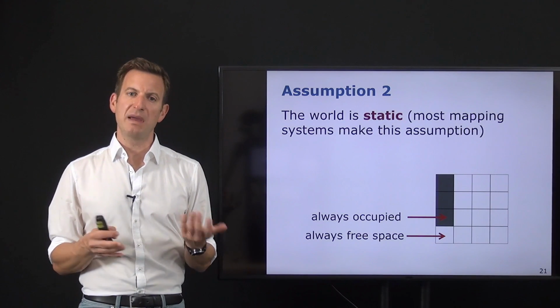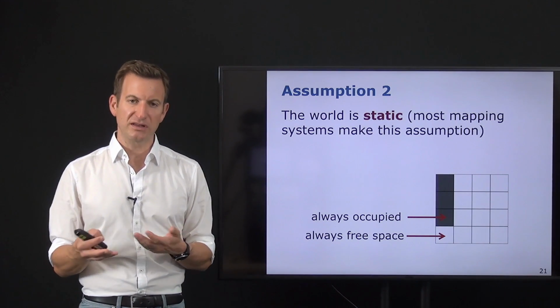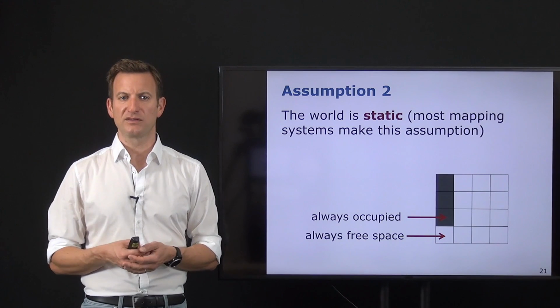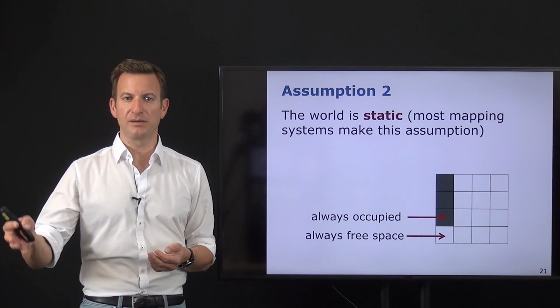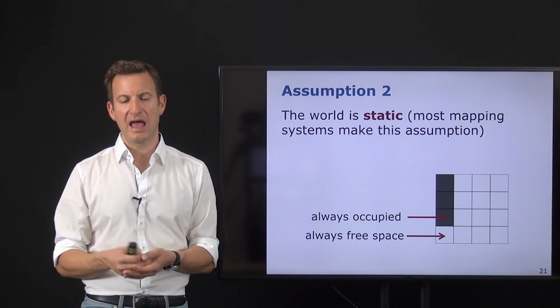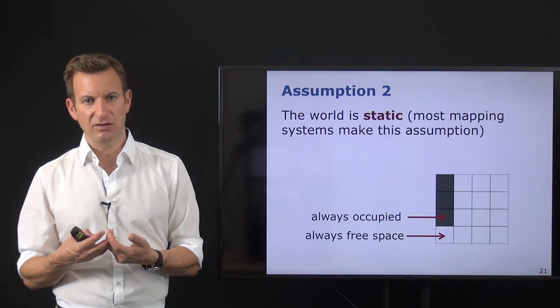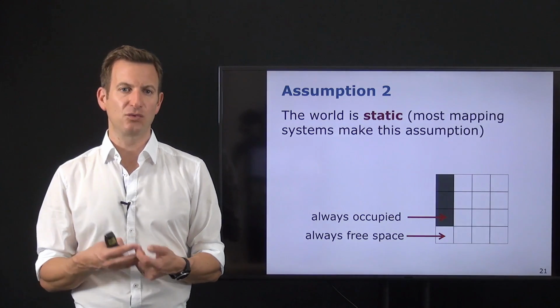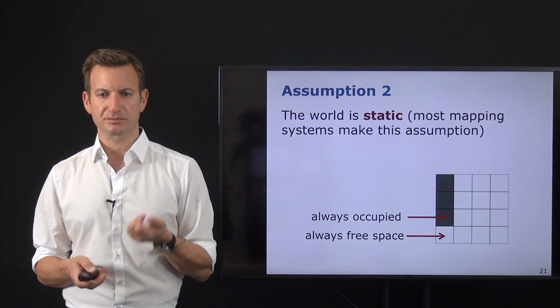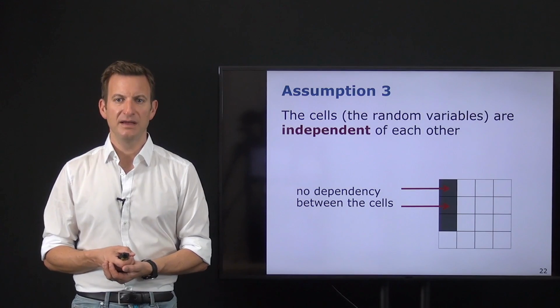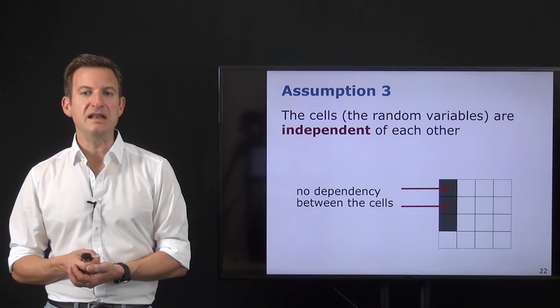It doesn't mean that we may not have contradicting sensor data due to the sensor noise, so that we say, oh, this cell is occupied, although in reality it is free. This can happen, but we know that in reality the state of each cell is either occupied or free. That's the second assumption. And the third assumption is that those cells are independent of each other.